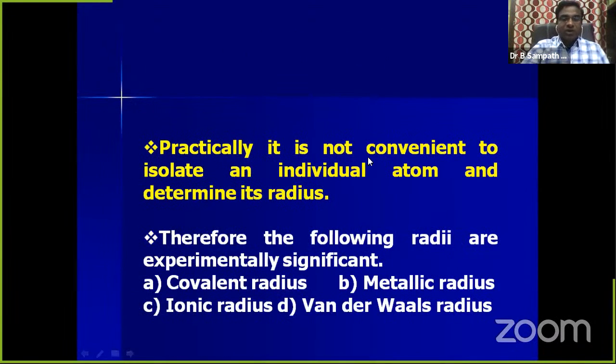So practically it is not convenient to isolate an individual atom and determine its radius. That's why the following radii are experimentally significant. Already we have known: covalent radius, metallic radius, ionic radius, and van der Waals radius. So let us see, children, one by one.